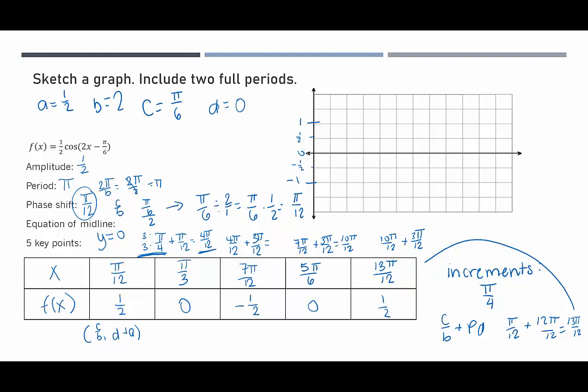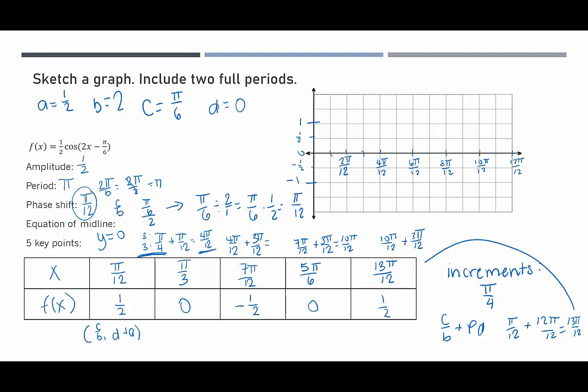Here we have 0 pi over 12. Here's pi over 12. This will be 2 pi over 12. I don't know why I'm simplifying it in my head, but I am wanting to write a 6. Okay, we're going to leave it as 2 pi over 12, 3 pi over 12, 4 pi over 12, 5 pi over 12, 6 pi over 12, 7 pi over 12, 8 pi over 12, 9 pi over 12, 10 pi over 12, 11 pi over 12, 12 pi over 12, which is just pi, and so on.